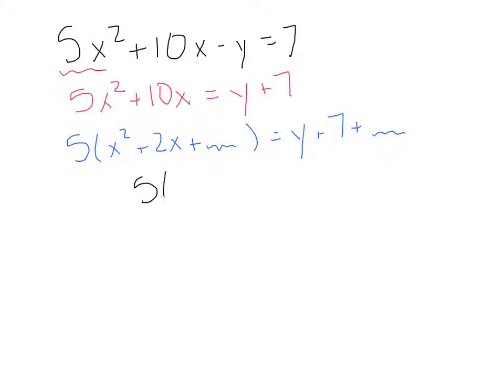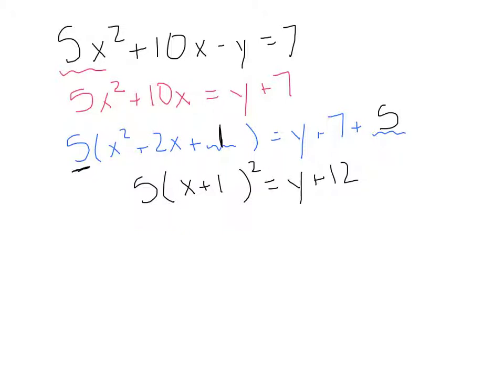So we're going to rewrite the left-hand side. To rewrite the left-hand side, we'll have to do b divided by 2. And because that's part of our squared term now, we're going to square it. That's 1. But you didn't add 1 to this side. Remember, you added 5 times 1. So on the right-hand side, I'm going to add 5. Now my right-hand side is y plus 12.